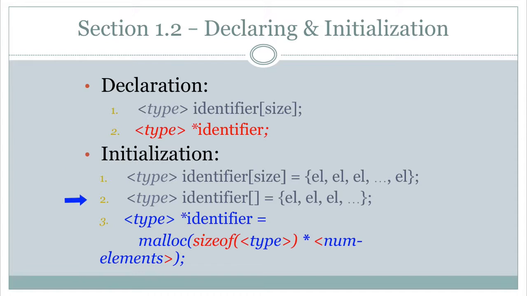Then the second one on initialization: here I'm going to leave out the size, just say what my elements are, and then basically ask C to calculate the size for us. We've seen this in Go, so nothing new there, and other languages have this too.